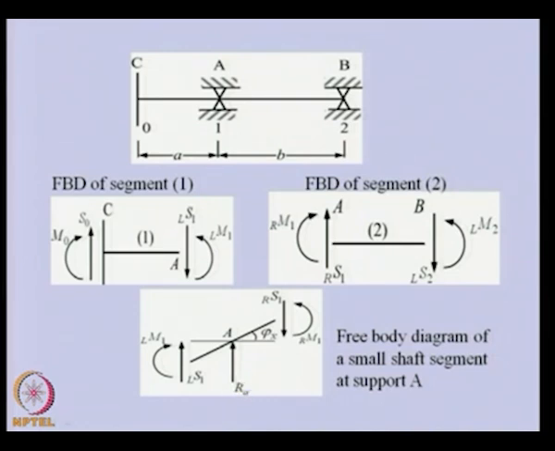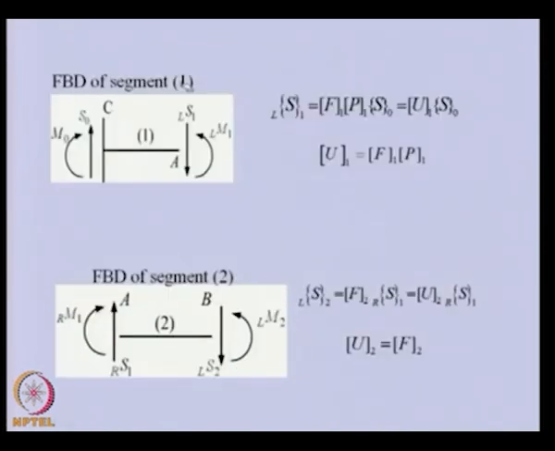In this particular case, first I have taken segment 1 and written the state vector which is left of support 1 and the state vector at station 0. You can see this is the state vector at station 0. We have the point matrix first for the disk and then the field matrix, so point matrix into field matrix. This is the transfer matrix for transferring the state vector from station 0 to left of disk 1 or support 1.